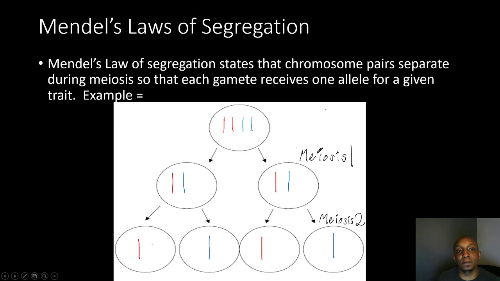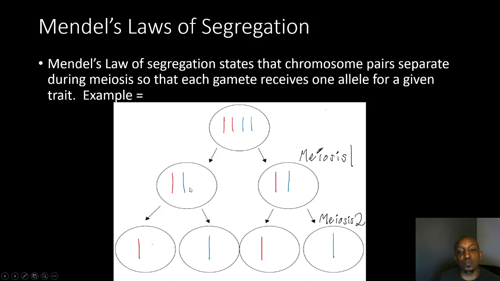So let's begin. Let's go over one of the first concepts, and that's Mendel's Law of Segregation. Mendel's Law of Segregation states that chromosome pairs separate during meiosis so that each gamete receives one allele for a given trait. For example, we start off with these chromosome pairs right here.